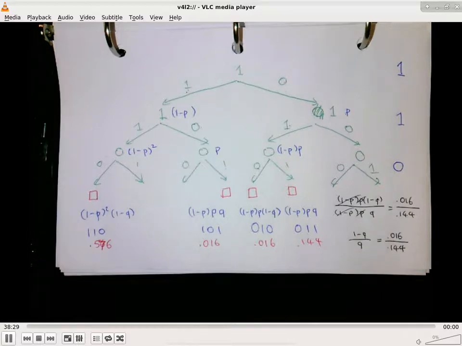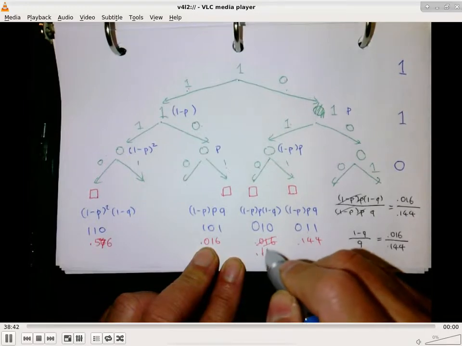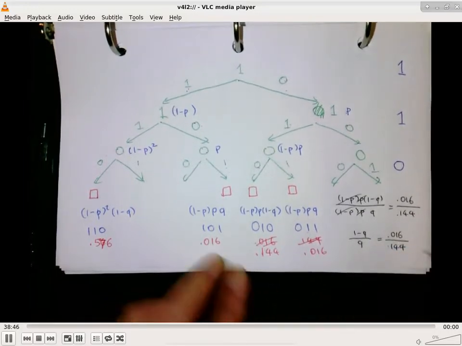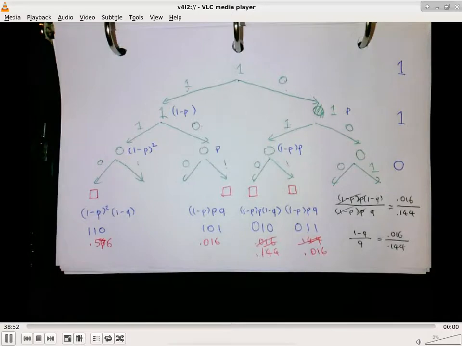I think the numbers are supposed to be reversed. This one is supposed to be 0.144. That one's supposed to be 0.016. Yep. So we have to exchange these values. This one is 0.144, and this one is 0.016. So that means these ratios will be opposite. But that's basically the idea. So now you can solve for Q.